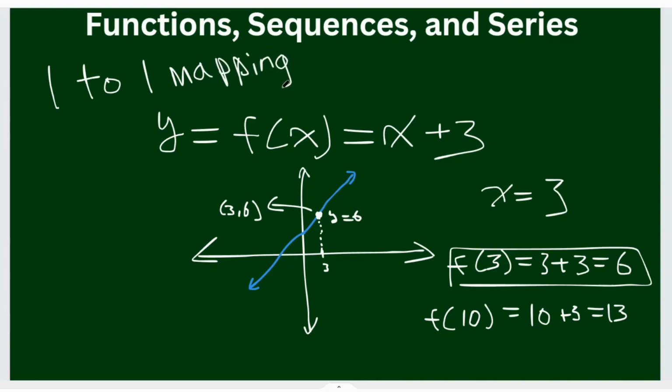So what is one-to-one mapping? What do we mean by this? Well, one-to-one mapping is basically when the different values of x that you input give you a different value of y.